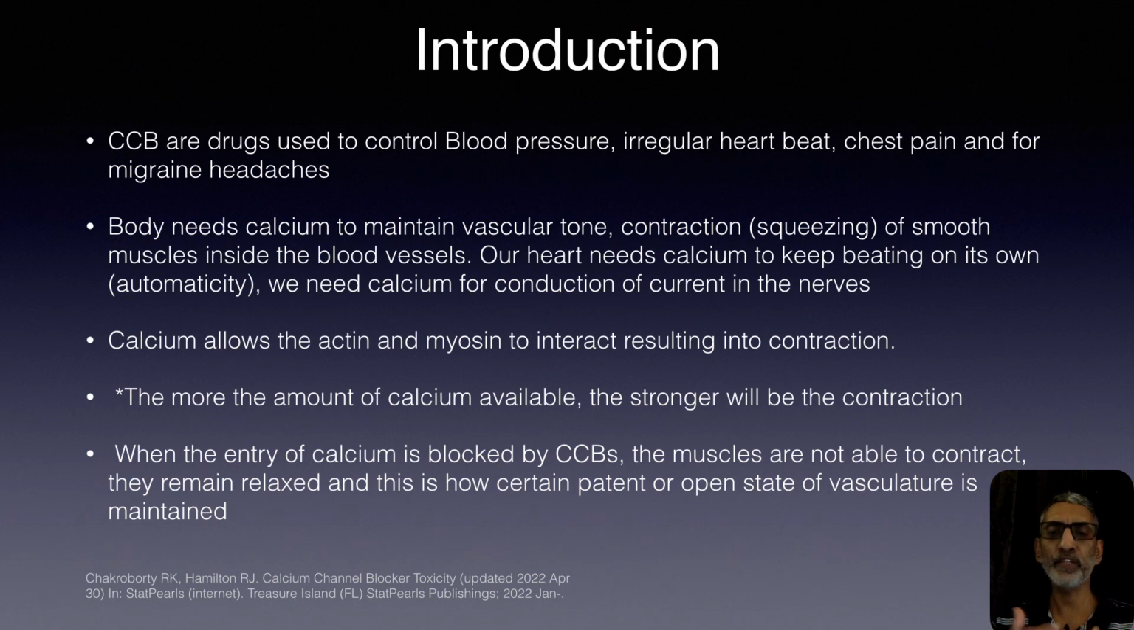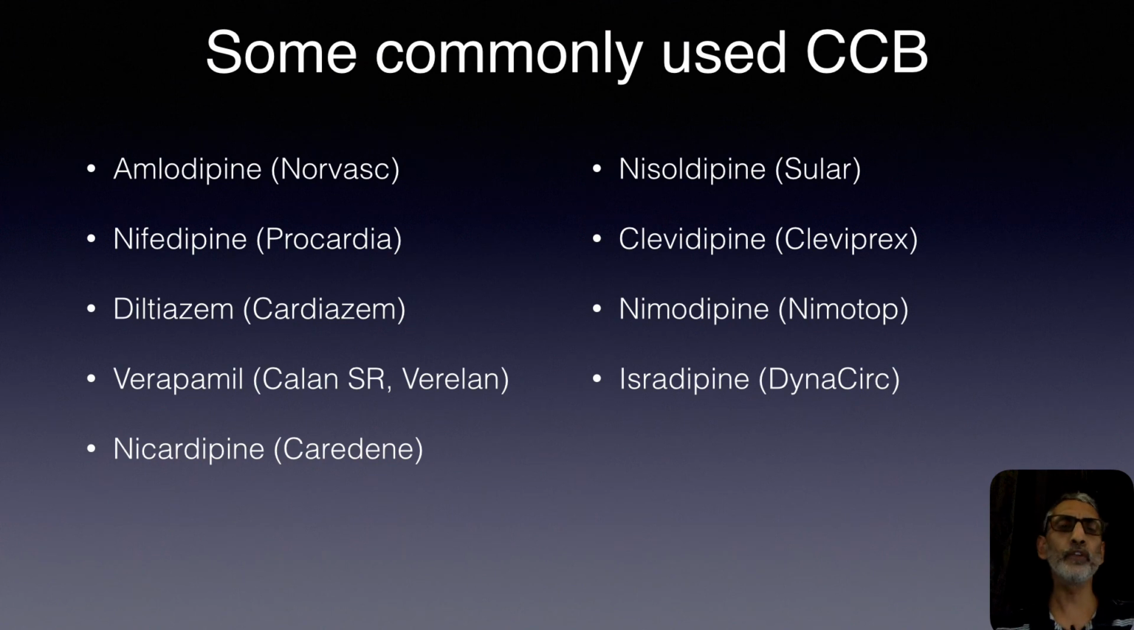When patients consume calcium channel blockers, these drugs can prevent calcium from entering inside the cells, and this can lead to relaxation of the walls of the arteries and also slowing down of the heart. Some of the commonly used calcium channel blockers are amlodipine, nifedipine, diltiazem, verapamil, nicardipine, nisoldipine, clevidipine, nimodipine, and isradipine.